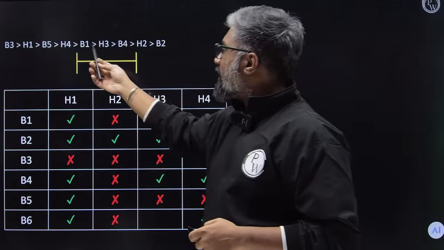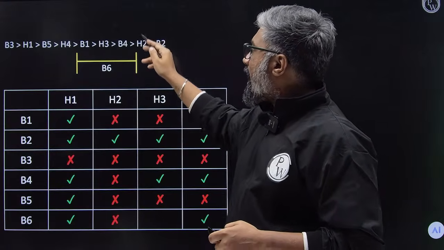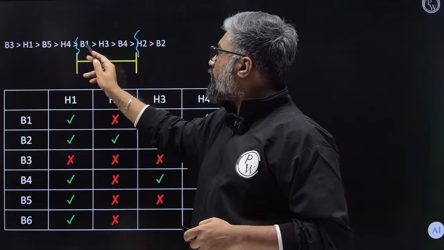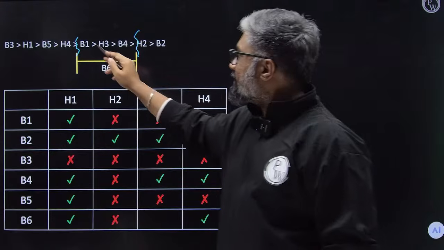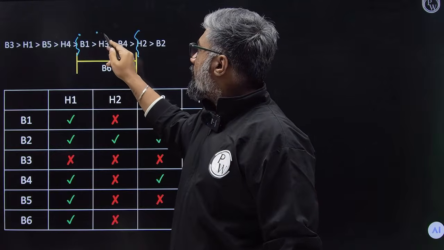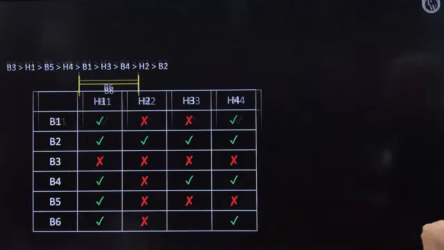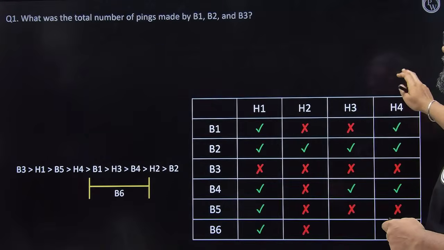So B6 can come anywhere between H4 and H2. Between H4 and H2, B6 can come anywhere. B6 can be here, can be here, can be here, can be here. Okay. Let's start answering the questions. Let's answer the first question.